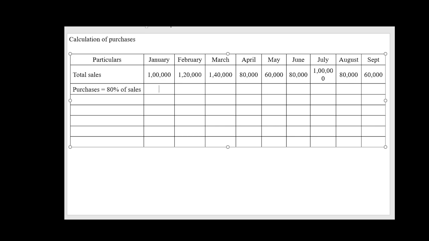So how much is 80% of 1 lakh? It is 80,000. 80% of 1 lakh 20,000 is 96,000. This will be 1 lakh 12,000. This will be 64,000. This will be 48,000. 64,000. 80,000. 64,000 and 48,000.